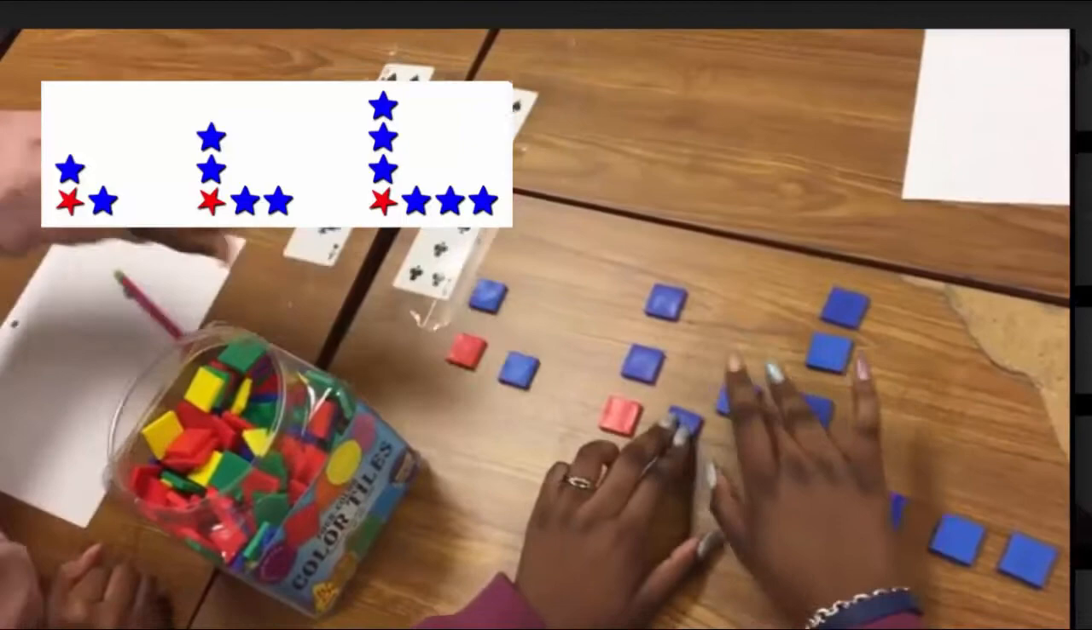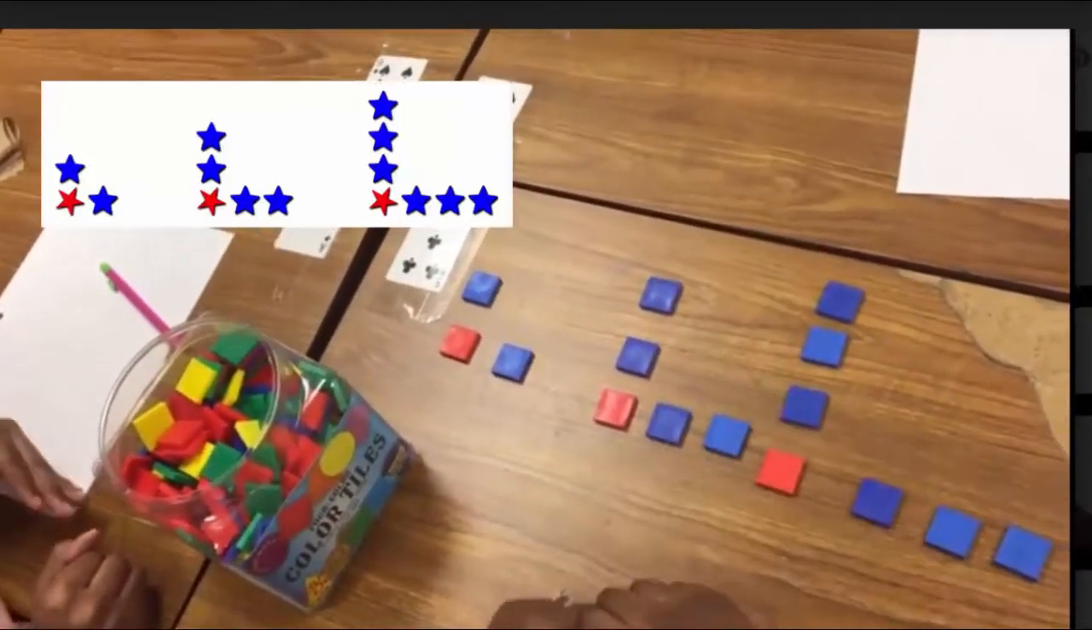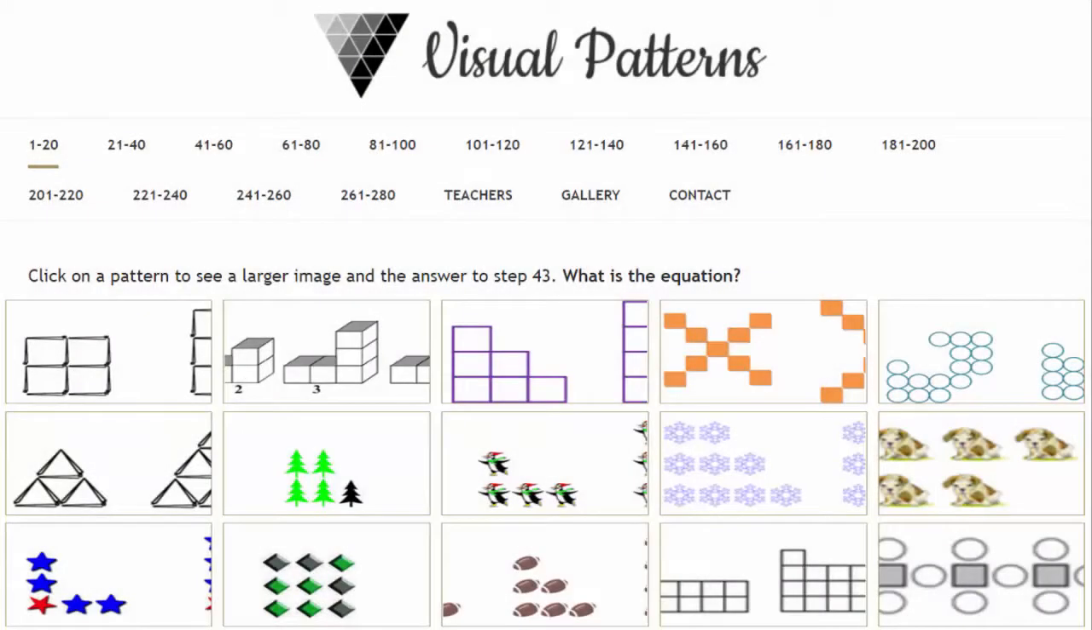These students are recreating this pattern from GeorgiaStandards.Org. GeorgiaStandards.Org is a free resource which provides teachers with various patterns, including linear, quadratic, and exponential patterns that can be used when addressing standard FBF1A.